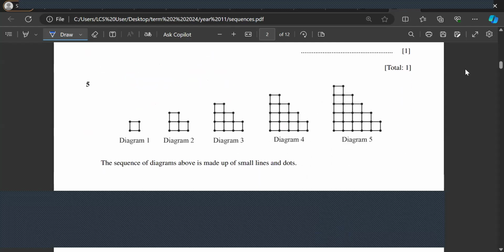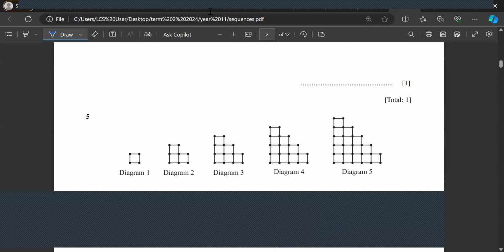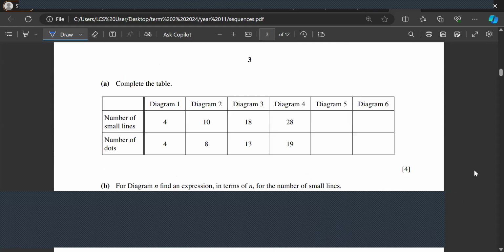Okay? For question number 5, he's giving me these diagrams, and there is a sequence between the lines and the dots. What should I do here? He's giving me a table like this, and first of all, he's asking me to complete the table. From 4 to 10 plus 6, then from 10 to 18 plus 8, then from 18 to 28 plus 10.